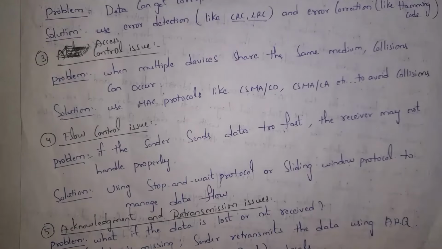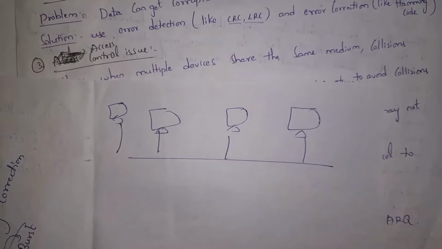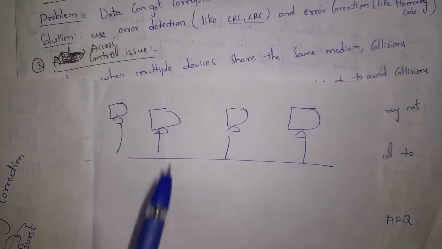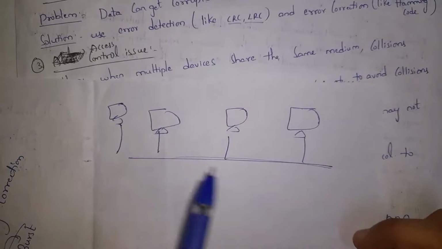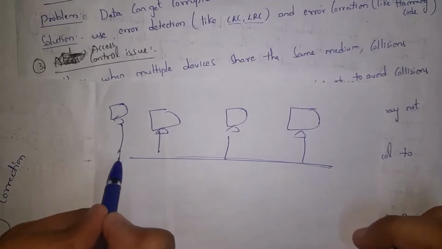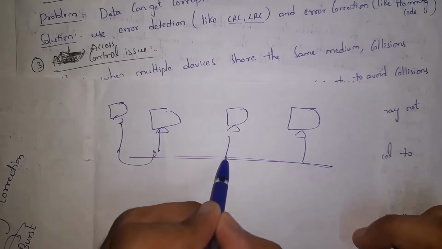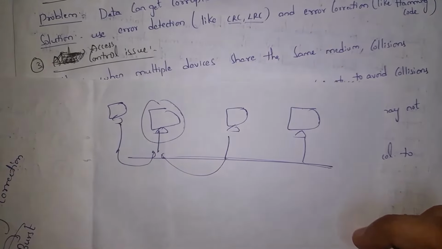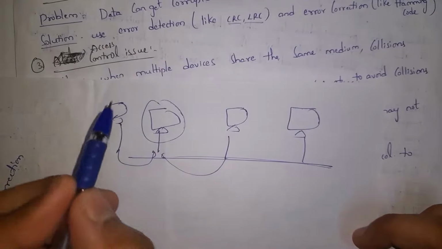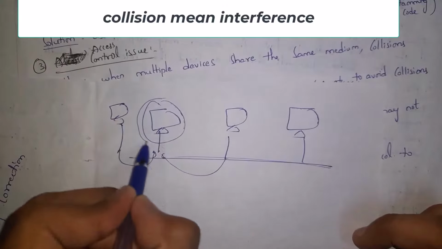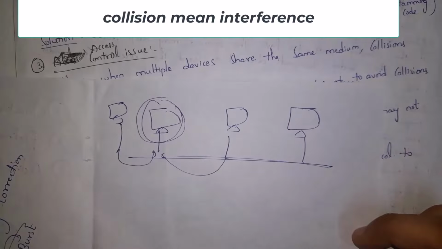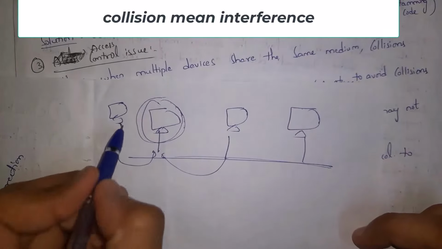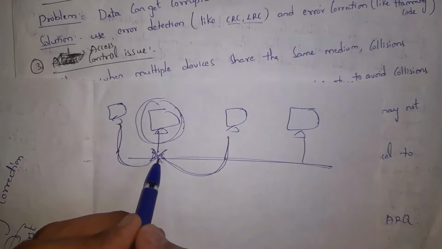The next design issue of the data link layer is access control. Guys, for example, there are multiple computers which are connected to a single cable. By using a single cable, all devices will communicate with each other. For example, at a time, this computer as well as this computer will send data to this computer. Whenever two computers send data at the same time to a particular computer, then a collision will occur. Collision is nothing but data loss. As two computers are sending data at the same time, both data will be lost.